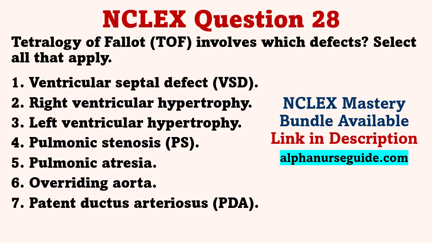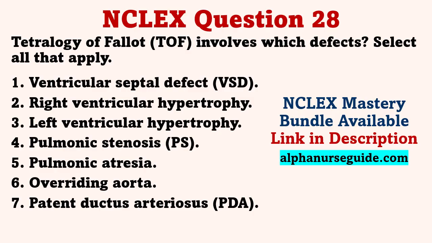Tetralogy of Fallot involves which defects? Select all that apply. 1. Ventricular septal defect. 2. Right ventricular hypertrophy. 3. Left ventricular hypertrophy. 4. Pulmonic stenosis. 5. Pulmonic atresia. 6. Overriding aorta. 7. Patent ductus arteriosus.